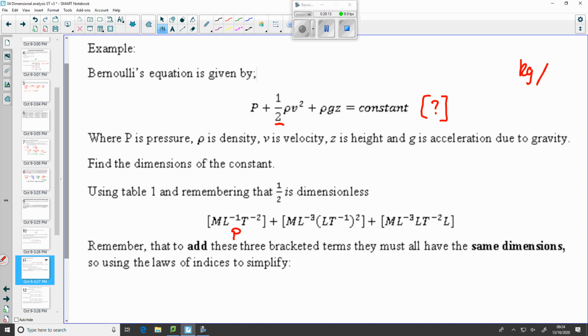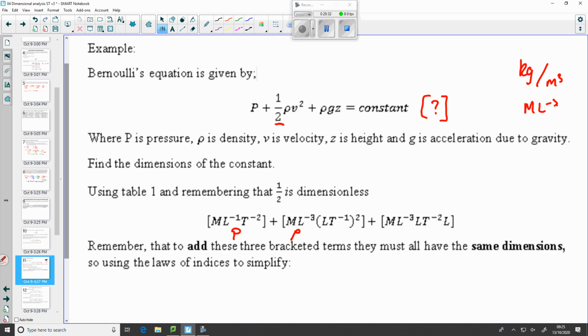Kilograms per meter cubed. So what are the units, or that set of units? So what are the dimensions? M L to the minus 3. That's that bit. That's rho.